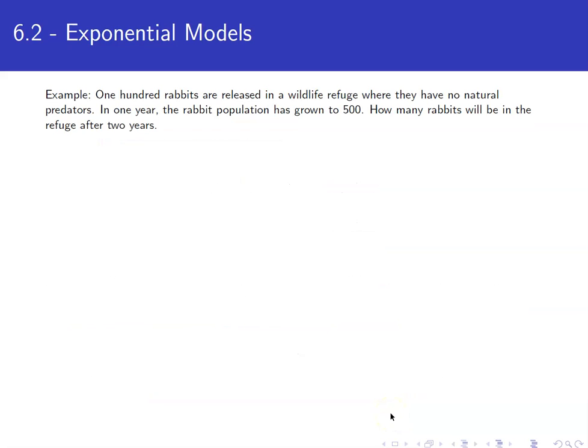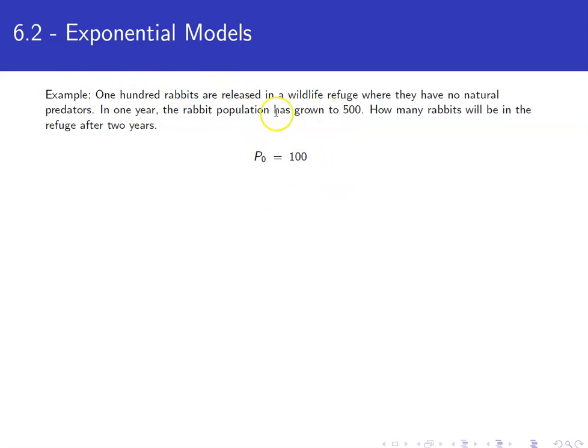So let's do an example. 100 rabbits are released into the wildlife refuge. They have no natural predators. So basically, they have no barriers to how they can grow. So it should be proportional to their size, which means it's going to be exponential growth. In 1 year, there's now 500 rabbits. How many rabbits will there be in 10 years?